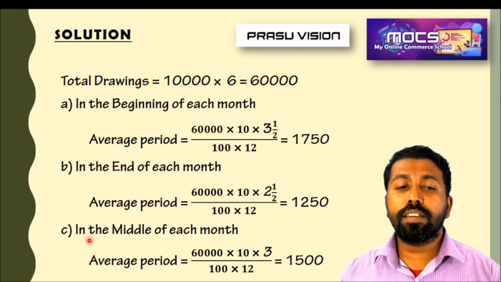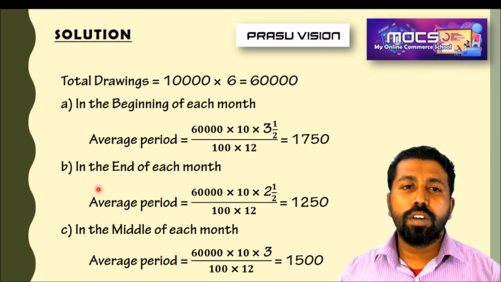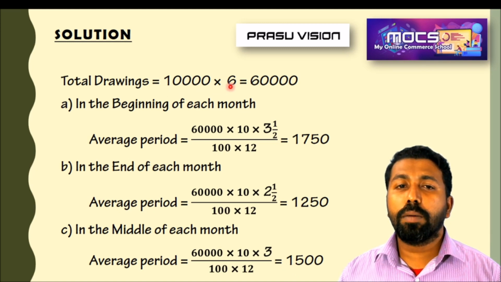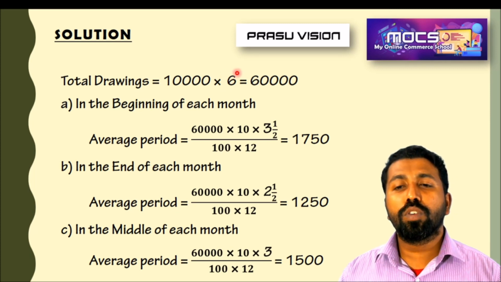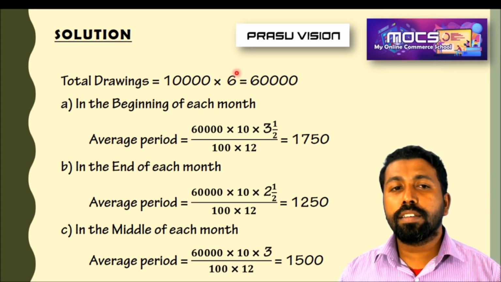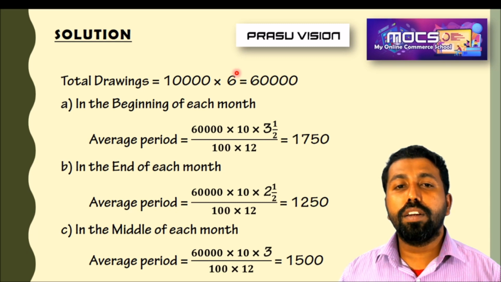And in the last case, in the middle of each month, total drawings into rate by 100 into average period 3 by 12. 5.5 plus 0.5 divided by 2 is 3, so 3 by 12. We will get the answer 1,500. So here the total amount drawing calculation varies because it is only for 6 months. So these are the 3 cases when amount of drawings is made for the last 6 months in a financial year.